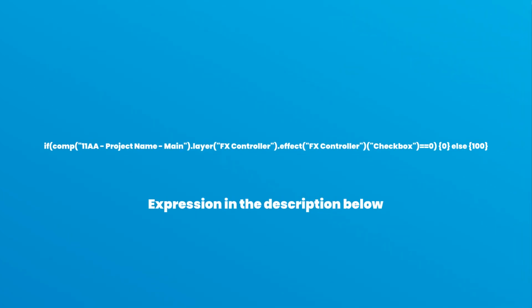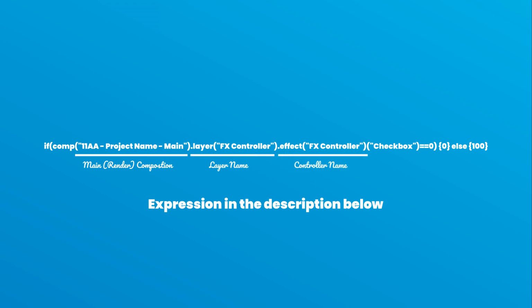So this is all controlled by this single line of code. Let's take a deeper dive into what this code actually means and what each part of it is representing. So this part here is the main composition. This is the composition that you're going to be rendering to render out the final animation. This part here represents the layer, and the layer that we're going to apply this to is an adjustment layer. This part here represents the effect, and the effect that we're going to apply this to is a checkbox controller. And this part here represents the value.